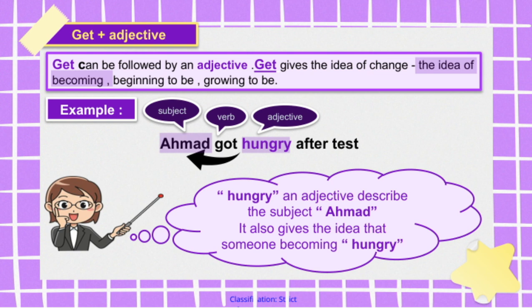For example, when Ahmed gets hungry after a test, it shows that he's moving from a state of not being hungry to being hungry. So remember, get plus an adjective helps us describe a change in how someone feels or is. It's a simple yet powerful way to show that someone is beginning to experience a new state, like becoming hungry, tired, or happy. This concept connects to our overall theme of understanding how words work together to convey different ideas and states in English.